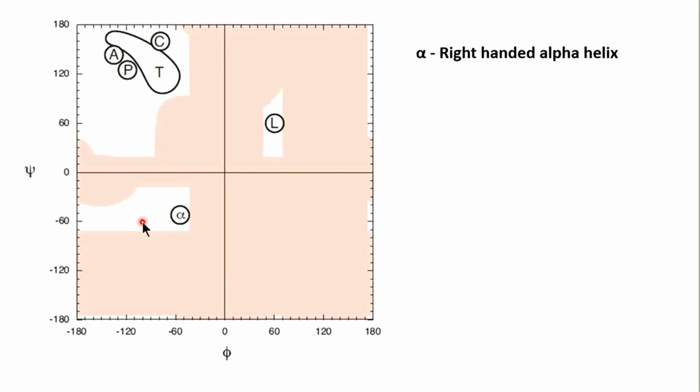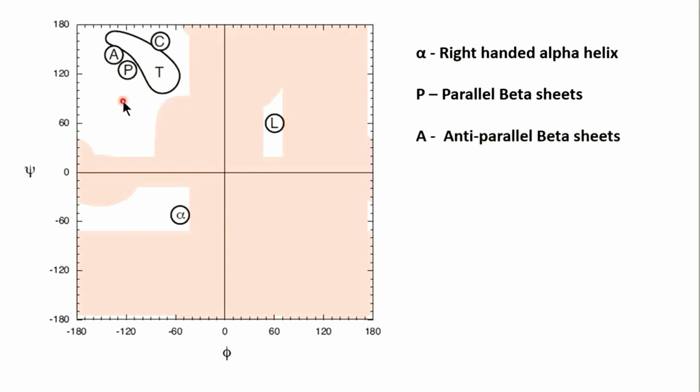So I can say the alpha helix is having the value of phi in the negative region as well as the value of psi in the negative region. Now we are having the second structure, that is P. P is coming in this region, showing parallel beta sheets. For parallel beta sheets we are having positive psi and negative phi. Then A is anti-parallel beta sheet, which is nearly in the same region. Then T is twisted beta sheets. Then C is collagen triple helix.